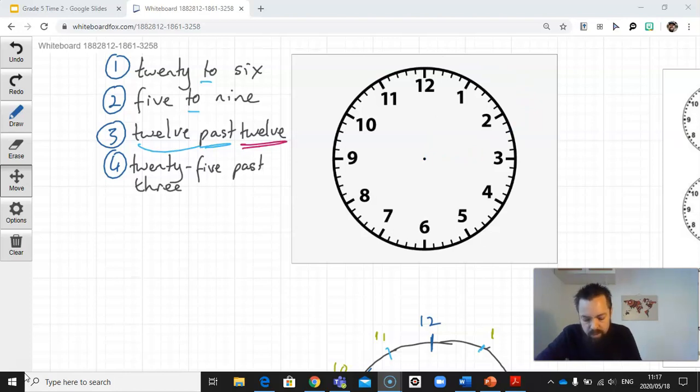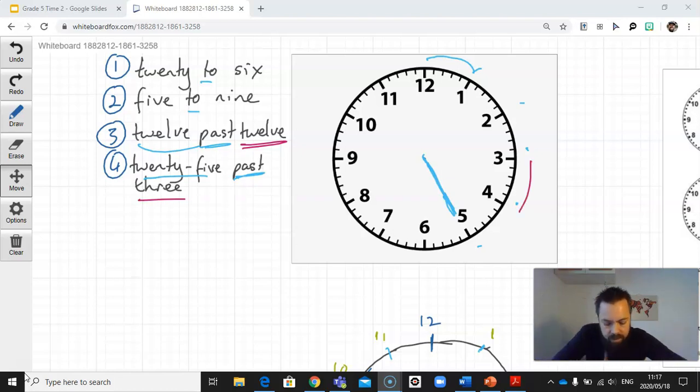Looking at the next one, again, we've got past, so we're looking at after the hour. We have 25 past, so 5, 10, 15, 20, 25. Our minutes are going to point to the 5, where 25 is. For the hours, we're looking at past 3, so it's going to be in the hour after 3. It's close to halfway, so we can put it not quite that long because it's the shorter of the 2 hands. There we go. That is 25 past 3.